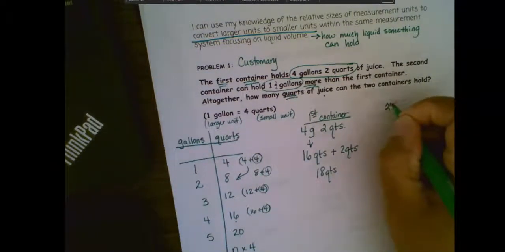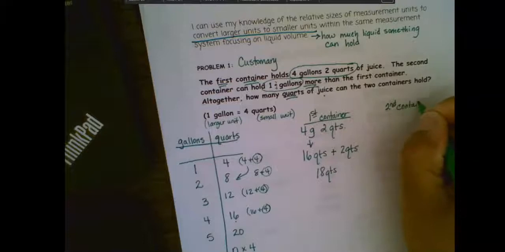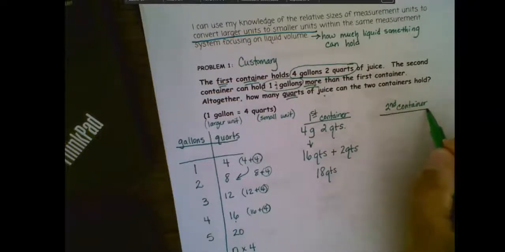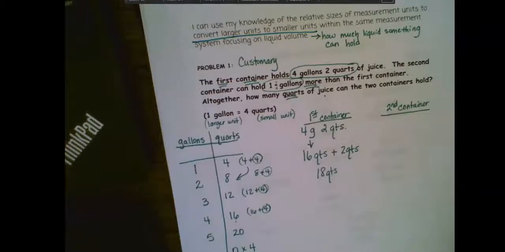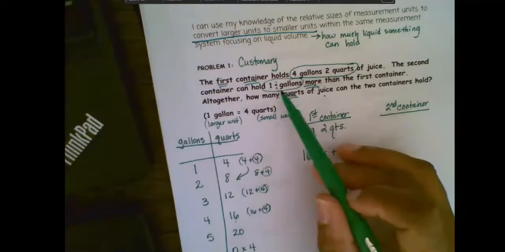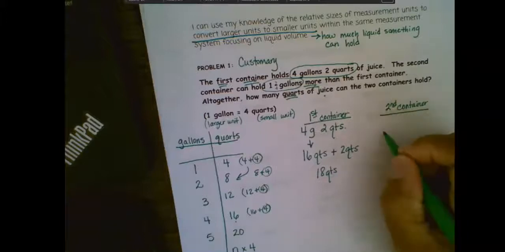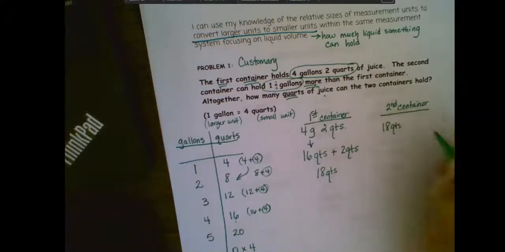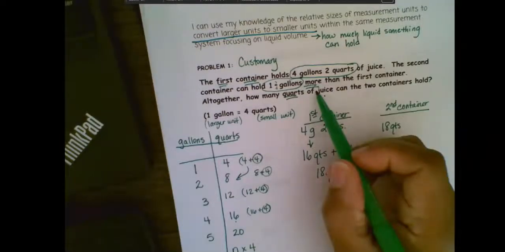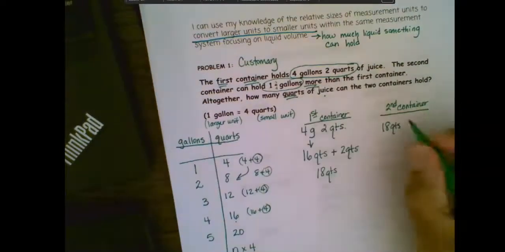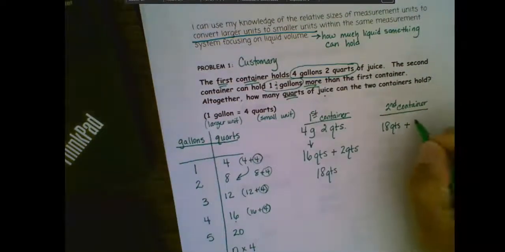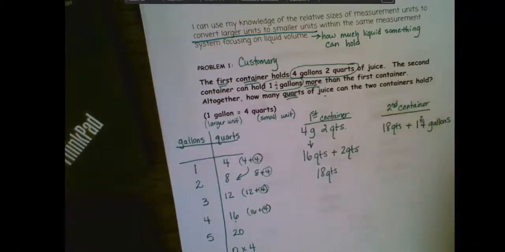Now my second container, it can hold 1 2/4 gallons more than the first container. So I know that my first container holds 18 quarts, but my second container can hold more than the first container. So that more than tells me that I'm going to add the 1 2/4 gallons of juice.